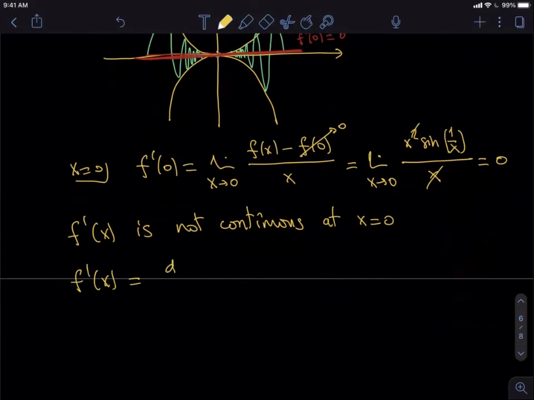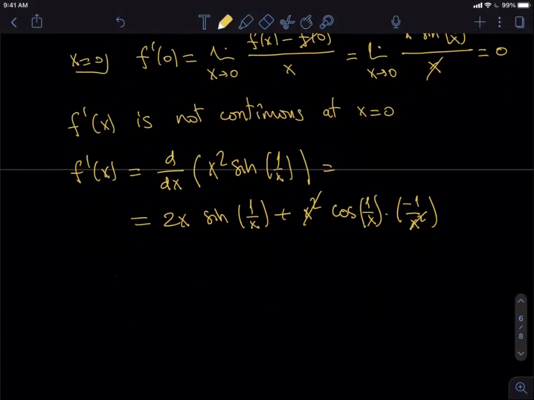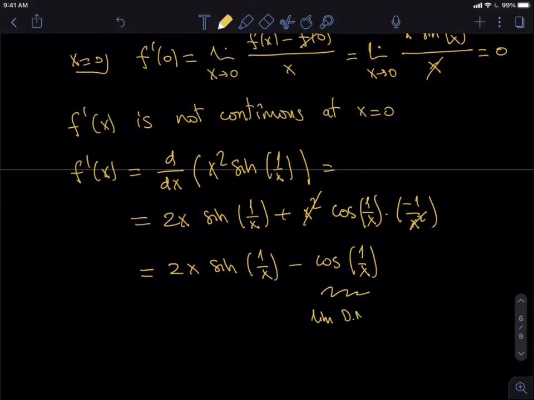Well, we just compute the derivative of x squared sine of 1 over x. We get 2x sine of 1 over x plus x squared times the cosine of 1 over x, and then the derivative of 1 over x, which is negative 1 divided by x squared. And there is this cancellation, which is a problem. And we have 2x sine of 1 over x minus cosine of 1 over x. But here, this limit does not exist as x tends to 0. For the same reason, the sine of 1 over x didn't have a limit as x would go to 0.